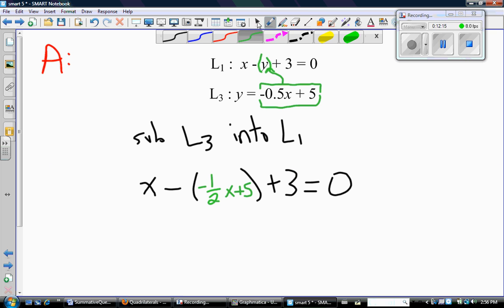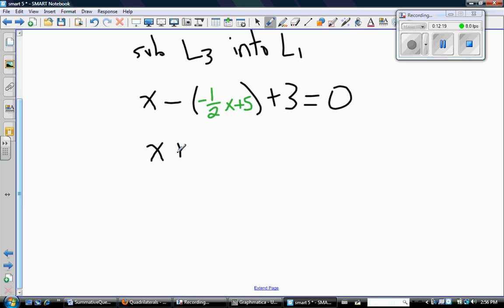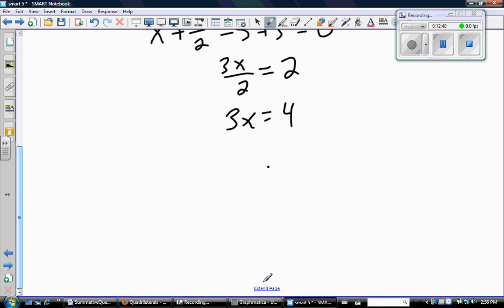So let's do this math. I have x plus 1/2 x minus 5 plus 3 equals 0. So x plus 1/2 x, so 3x over 2 equals positive 2. This was negative 2, and then I added it to the other side. So isolating x, 3x equals 4. Divide by 3, x equals 4 over 3. So now that I know x, I have to find y.